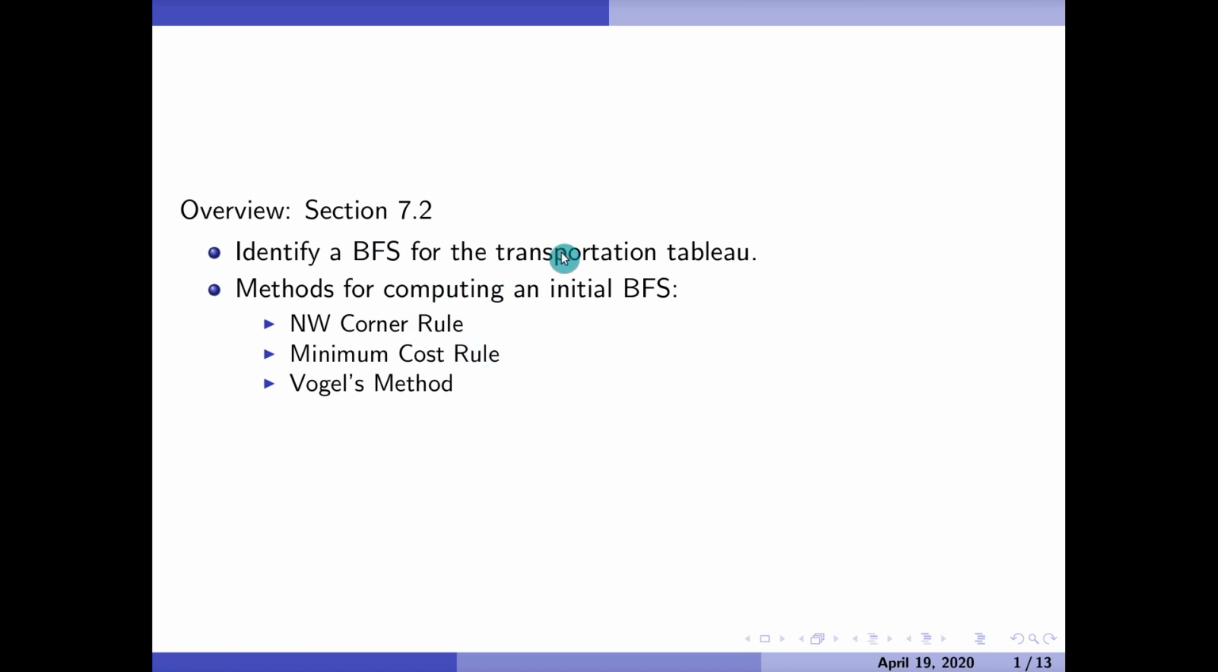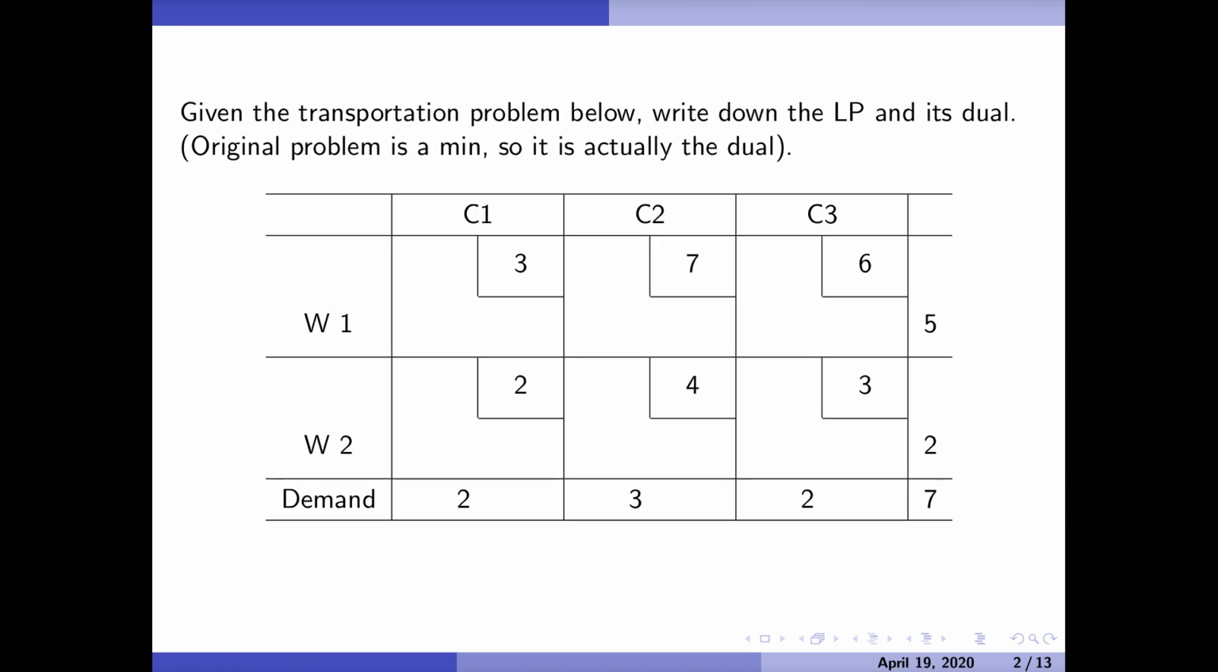So for this video we're going to focus on a little bit of theory to try to figure out how to identify a basic feasible solution for the transportation tableau. Good, so just to start things off, let's take a look at an example that we'll use. You can see we have two warehouses, three customers. We have some supplies, 5 and 2, and then we have some demands from our customers, 2, 3, 2. We have some costs, and we have 6 decision variables, right?